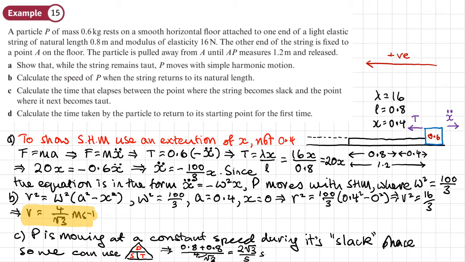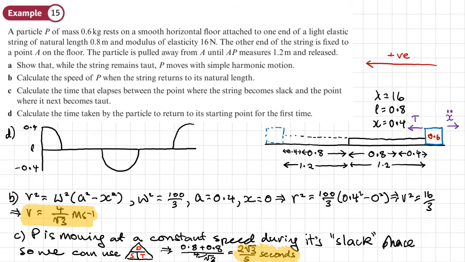Now you may prefer to write your answer to 3 significant figures. It's fine to leave it in that form, but if I did press my SD button, I get something like 0.69282032. So 3 significant figures, I'd round that to 0.693 seconds.